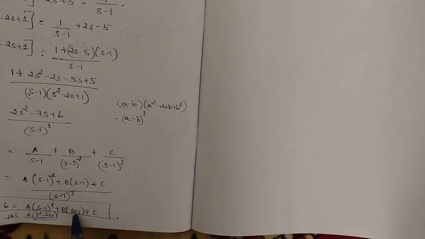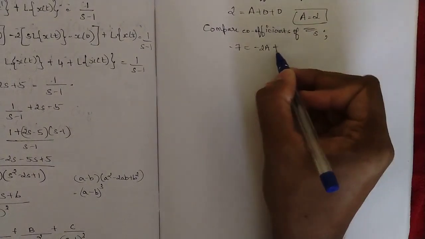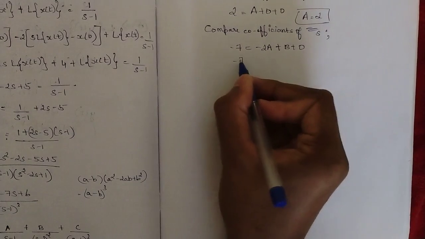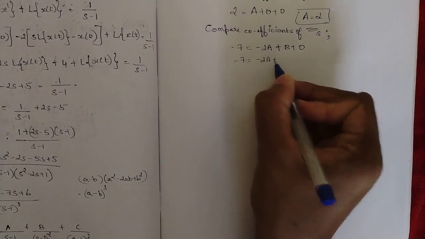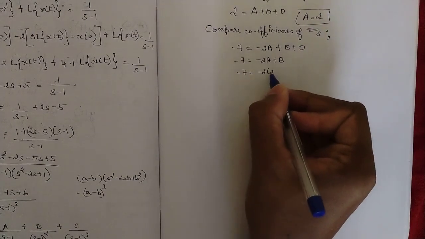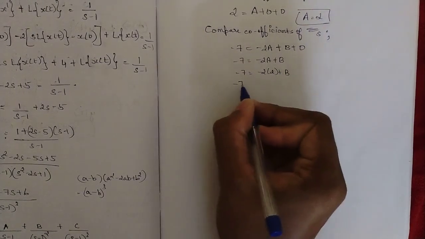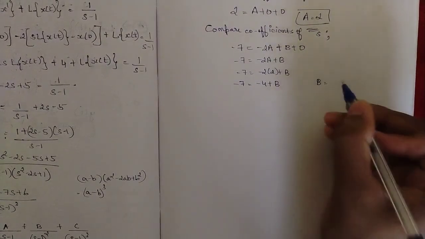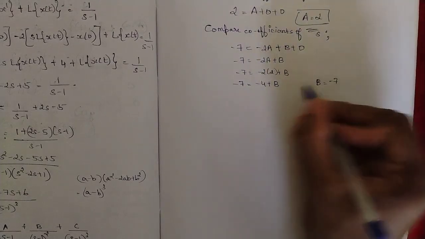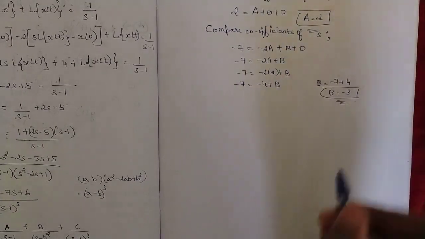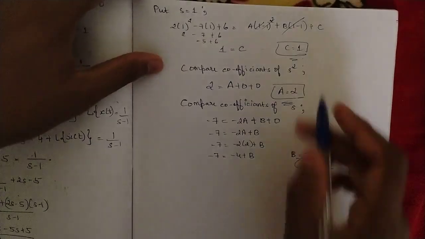Similarly, if we multiply here b into s, it would be bs, the coefficient of s is b. And for c we don't have any coefficient, so minus 7 is equal to minus 2a plus b. The a value we have got here, substitute that: minus 2 into 2 plus b, so minus 7 is equal to minus 4 plus b. So b is equal to minus 7, minus 4 you bring to the other side, plus 4, so b is equal to minus 3. Like this we got the values of a, b and c.